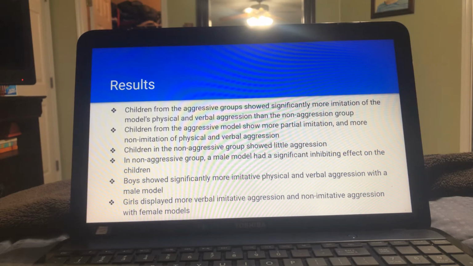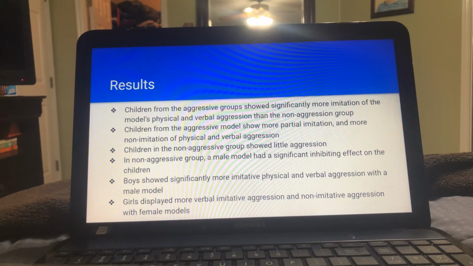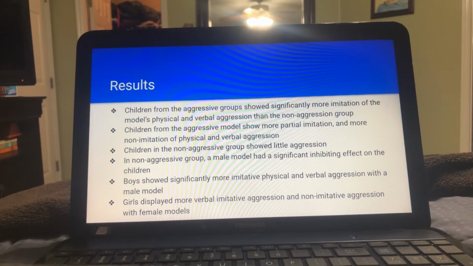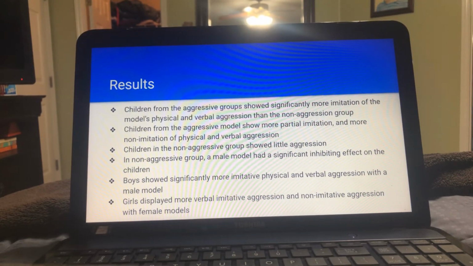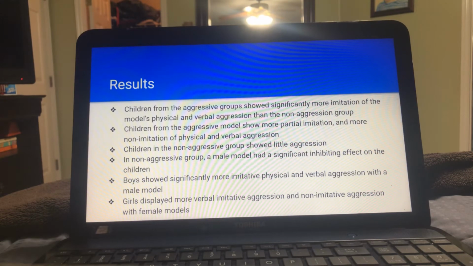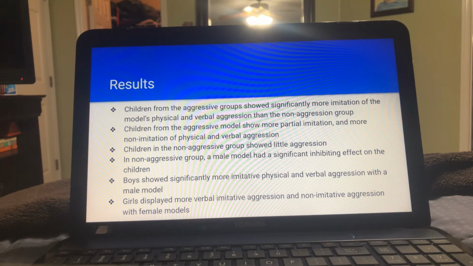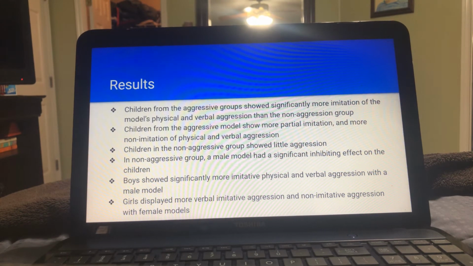In non-aggressive groups, a male model had a significant inhibiting effect on children. Boys were significantly more imitative of physical and verbal aggression with a male model, and girls displayed more verbal imitative aggression and non-imitative aggression with female models.